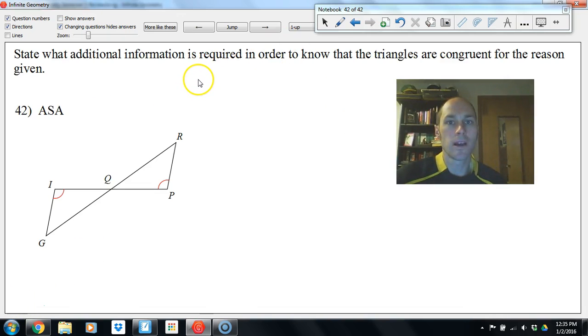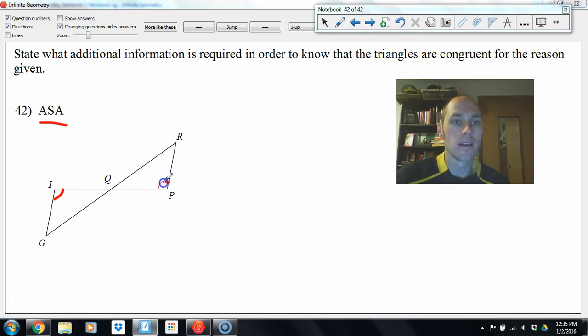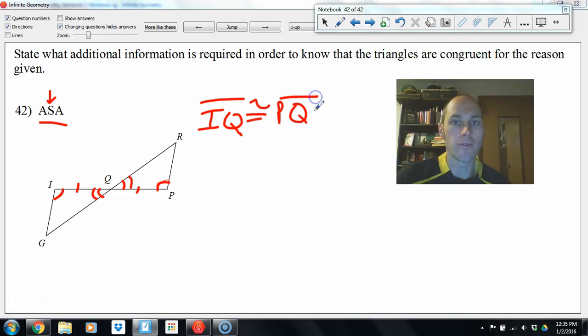So now this question asks what other information is required in order to prove by angle, side, angle. So I know I have one angle already. And looking at the diagram, I know I've got vertical angles congruent here. So the side would have to be the side in between the two angles. So if these are my two angles, I'd have to know this side here. So I'd have to know IQ is congruent to PQ. That would be the other required information for that one.